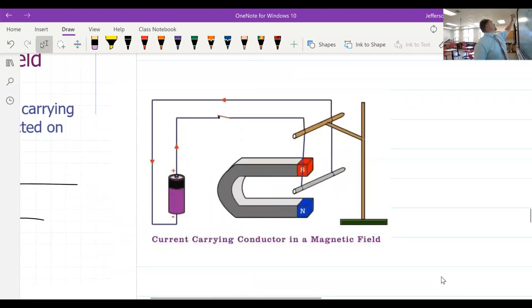What we have is our current's coming up like this. Our current's coming in here, going down. So my current is traveling in this direction.